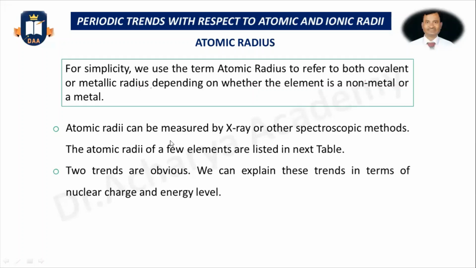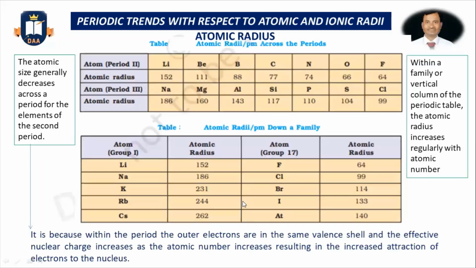Atomic radius can be measured by X-ray or other spectroscopic methods. The atomic radius of a few elements is listed in the next table. I'll show you. Two trends are obvious. We can explain these trends in terms of nuclear charge and energy level.